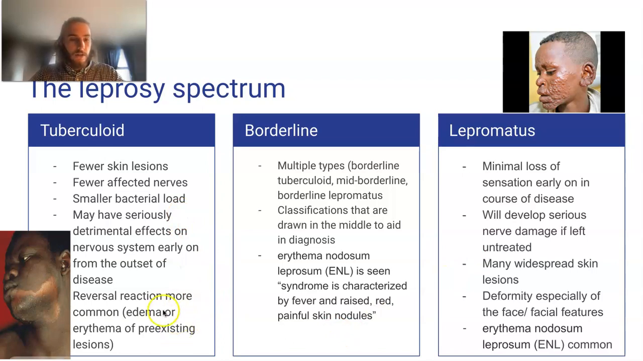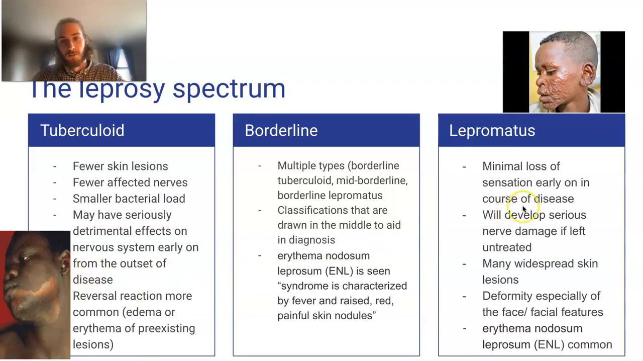And then the other thing we should mention is there's two different types of reactions in terms of those skin lesions we were talking about. One of them is a reversal reaction that's going to happen in tuberculoid. You can see that here. That's an edema or irritation of a pre-existing lesion. And so you can see that lesion sort of spreads. It's a big one on this guy's neck here.